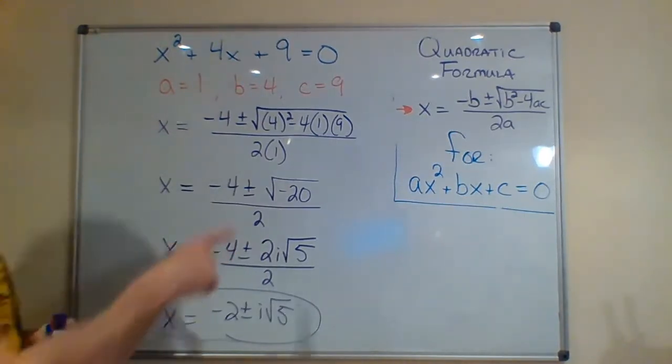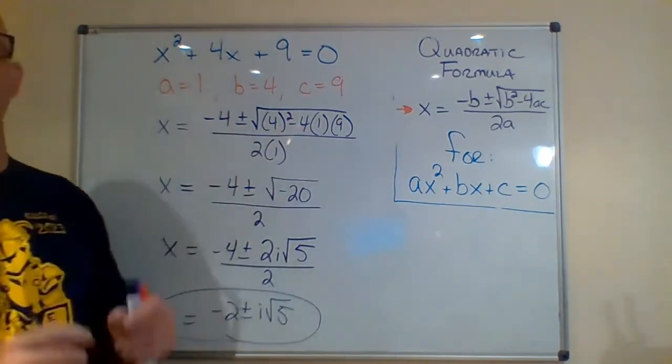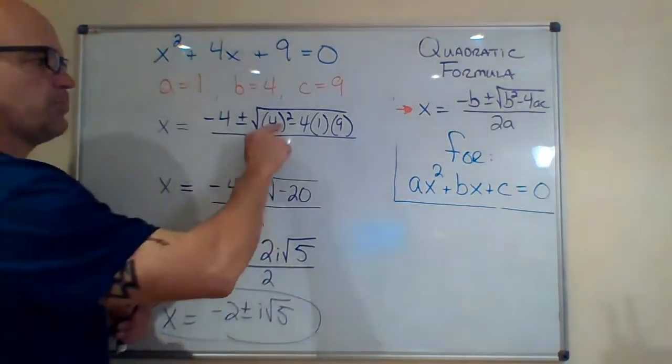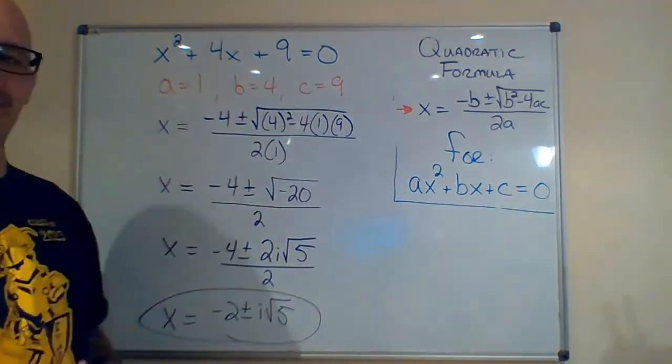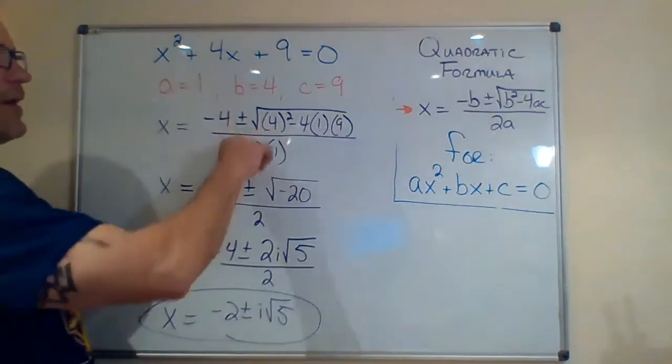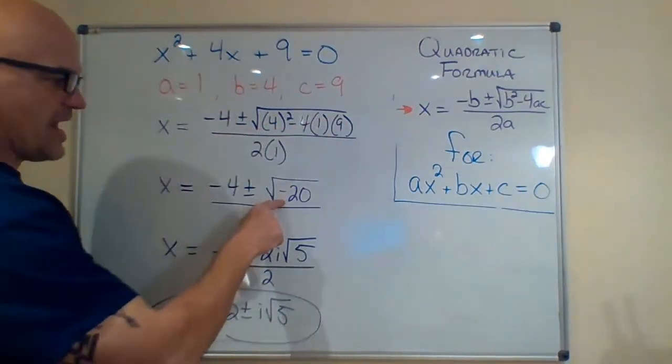Now, did anybody type this in with the root? If you do that, your calculator is going to say domain error because it can't do a square root of a negative. So make sure you're just putting that b squared minus 4ac in, no root. So when you put that all in, you wind up with 16 minus 36, which is negative 20.